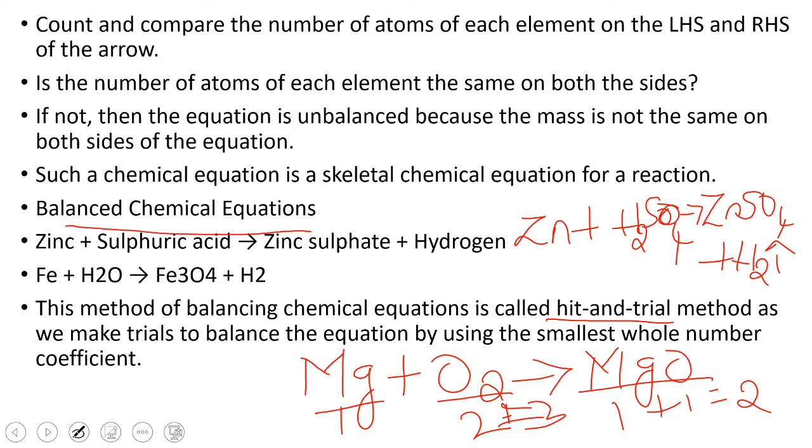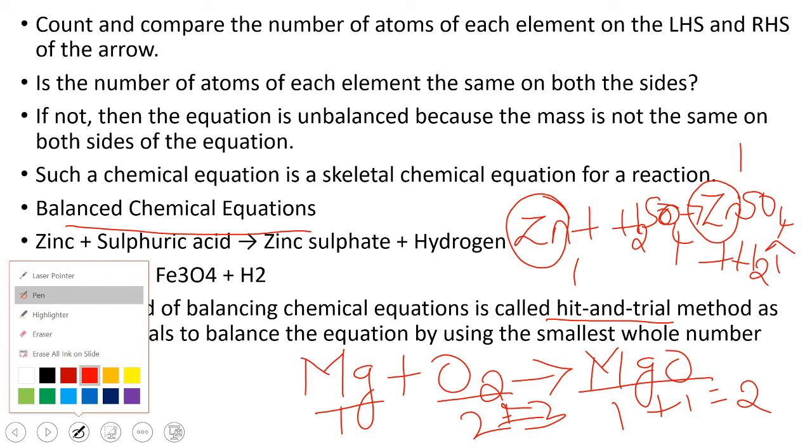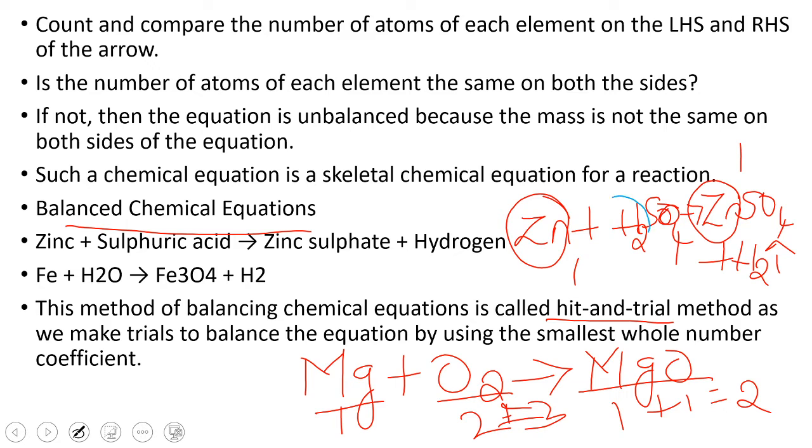Here I wrote balanced chemical equation because if you observe the reactant side, one zinc is there and here also one zinc is there, right? And here two hydrogens are there and here also two hydrogens. One sulfur is there and here also one sulfur. Four oxygens are there and four oxygens are there. So this is a balanced chemical equation where the number of atoms in the reactant side are equal to the product side. Let's discuss this second example.